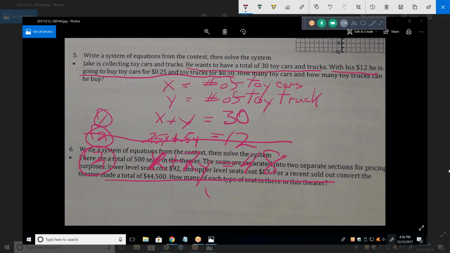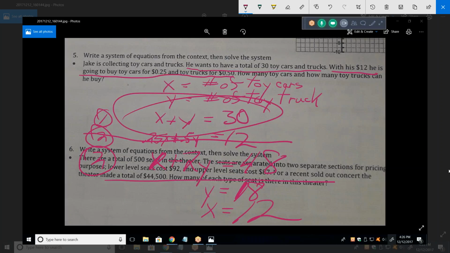y equals 18. There's your number of toy trucks he has. How many toy cars does he have? 12. There's your answer.